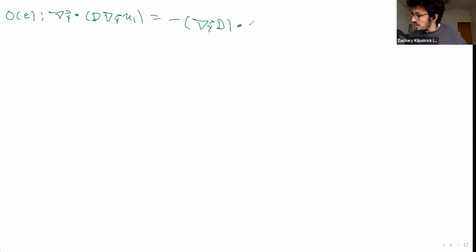Okay, so at order epsilon, we again have the same operator, divergence D gradient of u1 is equal to now some inhomogeneous part, gradient y D dotted with the x gradient of u0. And because u1 is periodic in y, we can solve the above in just the cell, omega p.